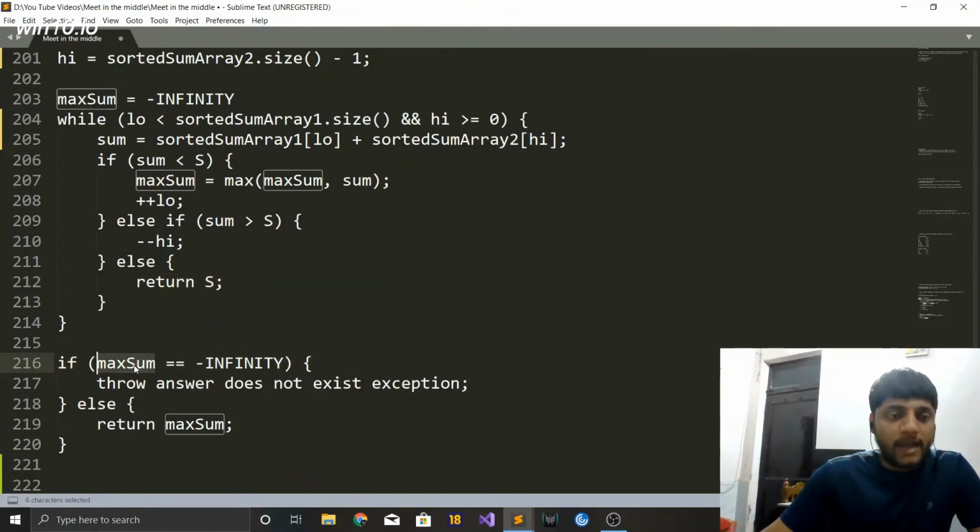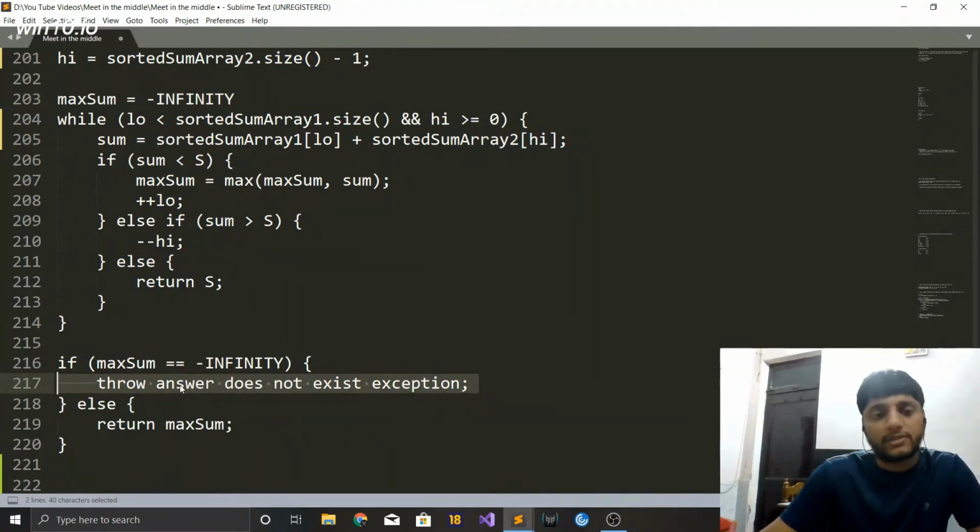So this is what I am doing. I'm checking if the maximum sum value was unchanged. Basically if it is equal to minus infinity, we had initialized it to minus infinity, so this means that the answer does not exist. So I am throwing an exception. You can do whatever you want based on the question, if it requires you to return some terminal value or throw an exception. But yeah, this is what it is representing.